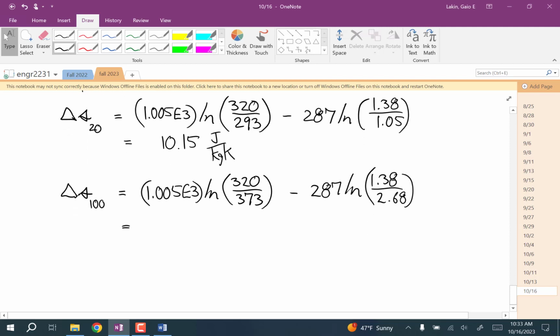And can you calculate that for me too? Okay, 36.5. I got 36.4. Or 40. Okay. 36.47. Okay. Joules per kilogram Kelvin. So those are the changes in specific entropy.